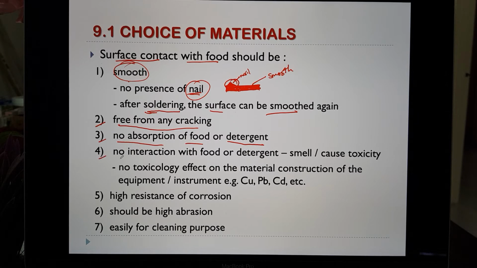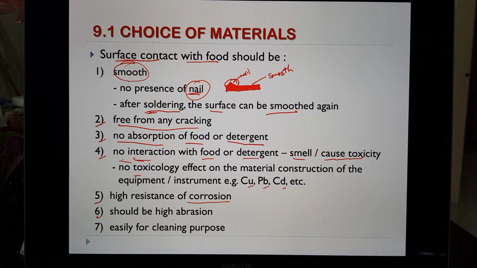Number 4 is no interaction with food or detergent that would cause a smell or toxicity. This interaction means a chemical reaction between the food or detergent and the surface of the material. So there should be no toxicological effect from the material construction of the equipment or instrument, such as the presence of copper, lead, cadmium, and so on. Another factor is that the material should have high resistance to corrosion. It does not corrode easily.